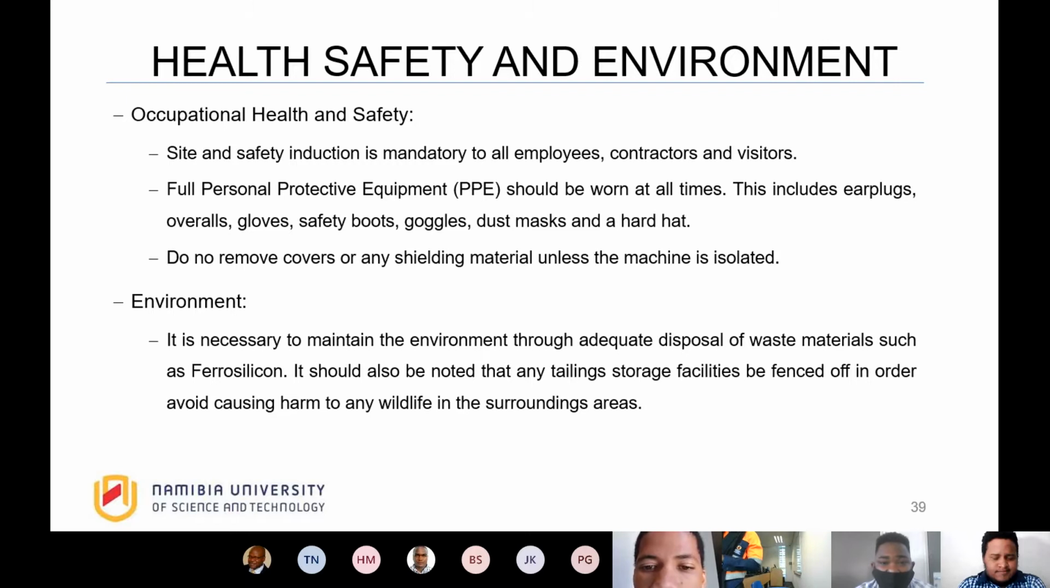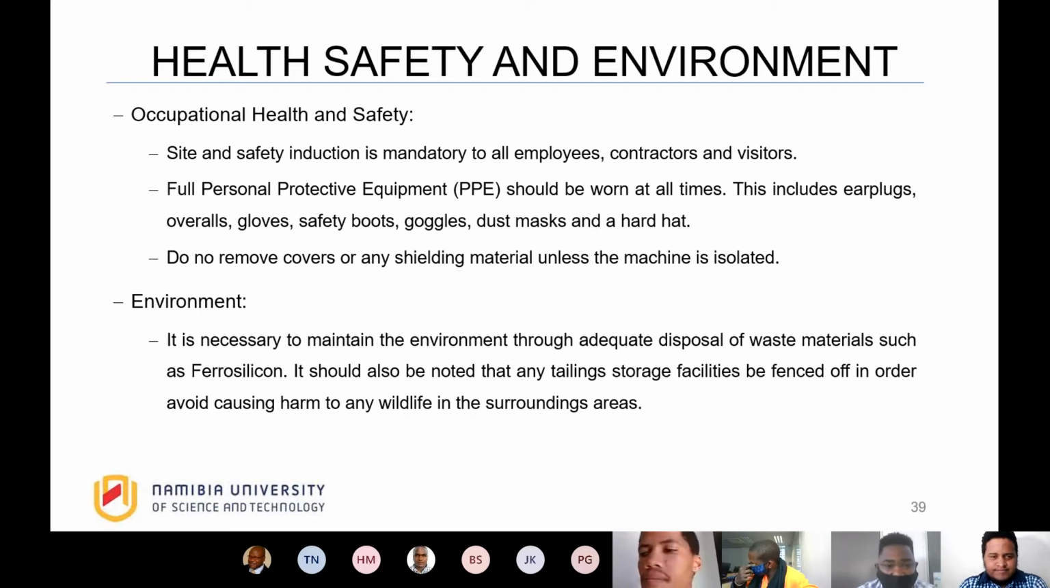As far as your health and safety and environment is concerned, for your occupational health and safety, the site safety induction is mandatory to all employees, contractors, and visitors. It should also be made sure that full personal protective equipment is worn at all times. This includes your earplugs, your overalls, your gloves, your safety boots, goggles, the dust masks, and the hard hat. If you look at your recovery section, for example, you should make sure that you do not remove any covers or any shielding material unless the machine is isolated.